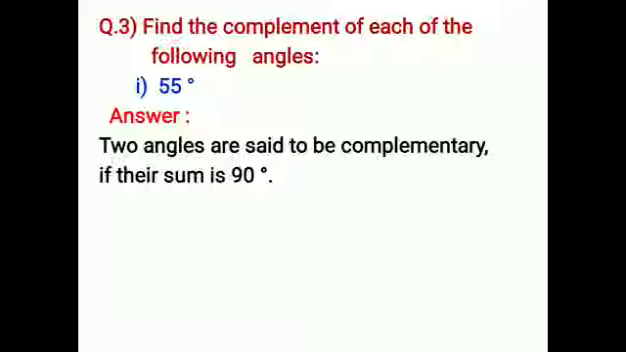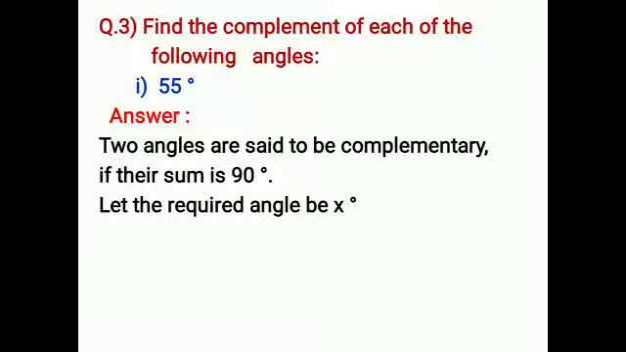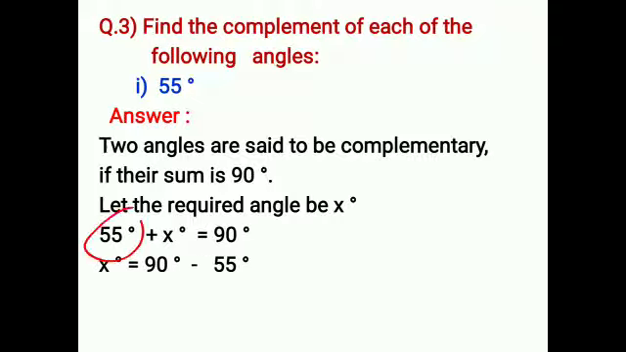So what is the concept of complementary angles? Two angles are said to be complementary if their sum is 90 degree. Okay, so let the required angle be x. So we know that the addition of 55 degree plus x degree is equal to 90 degree. Okay, so now shift this 55 to the right hand side. So middle sign is minus, because in the left hand side the sign of 55 is plus, so shift this 55 to the right hand side.